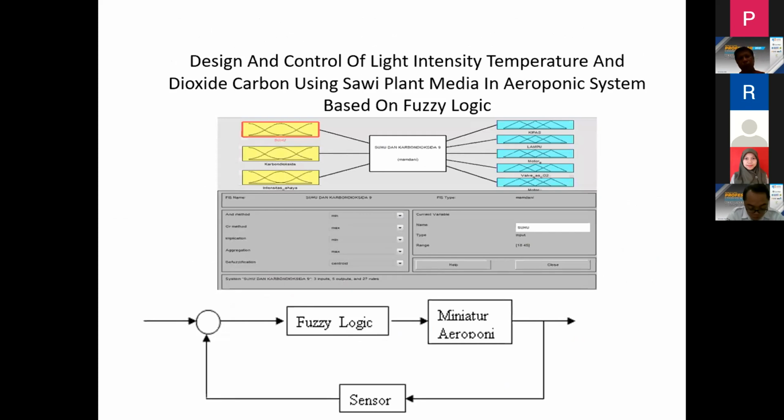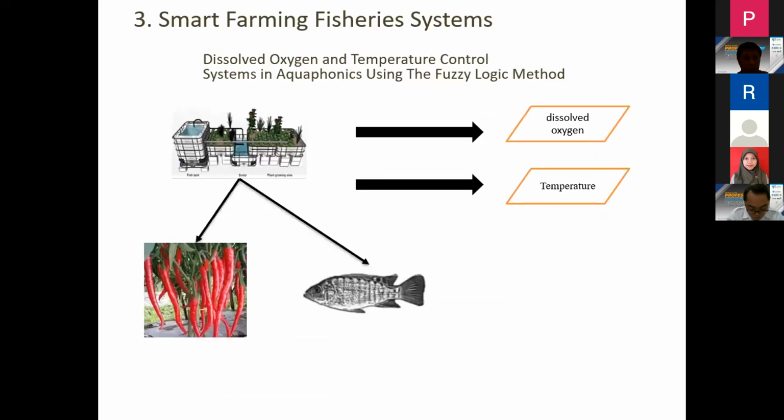on fuzzy logic, which is one of the artificial intelligence methods. Actually, we can also develop ANFIS and also the artificial neural network. I mean, this is one of the artificial intelligence methods. This is the control and monitoring for our aquaponic. Aquaponic includes the plant, also red chili, and also the fish.